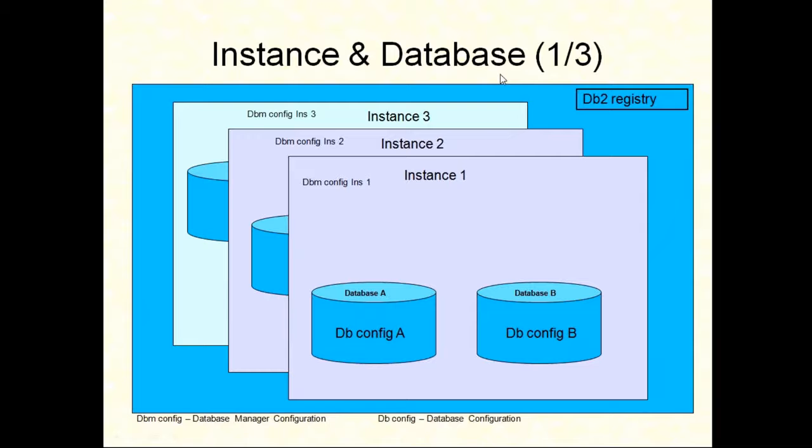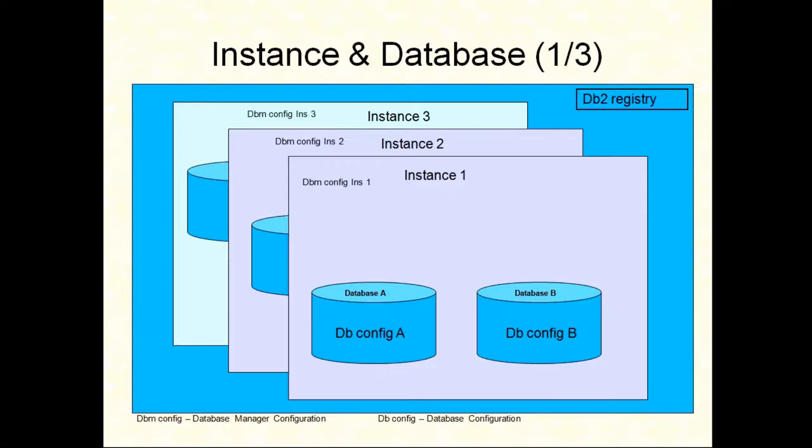DB2 registry variables are another concept. They apply at the operating system level. When you set a DB2 registry parameter, that parameter affects all the instances within a server. For example, if you set the DB2 communication protocol, which is one of the DB2 registry variables, to TCP/IP, then all DB2 instances will use the same protocol, TCP/IP. That will apply to each and every instance inside the server.